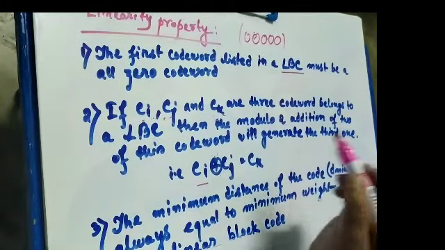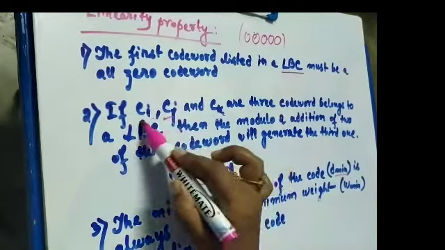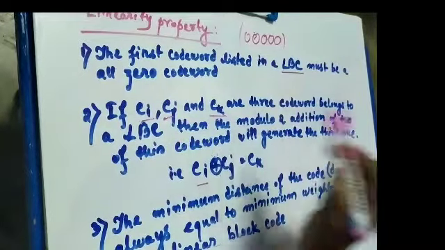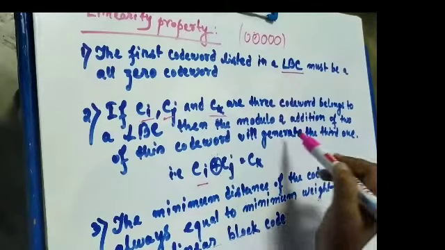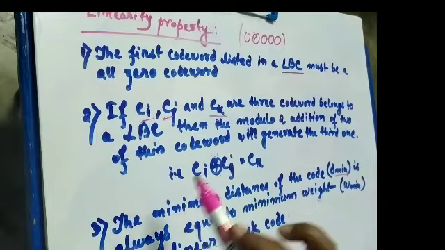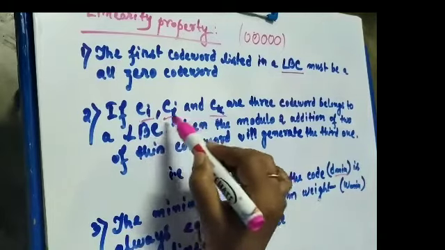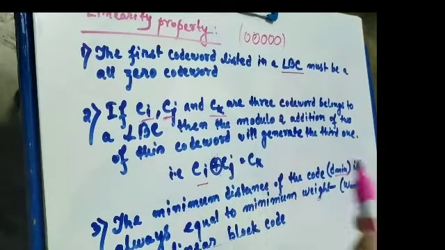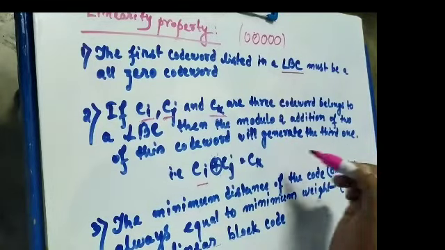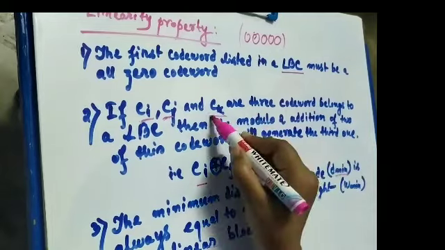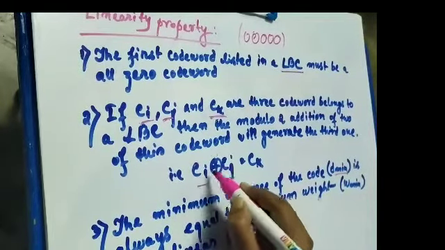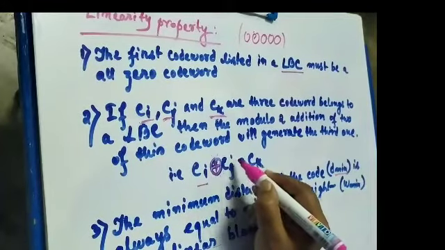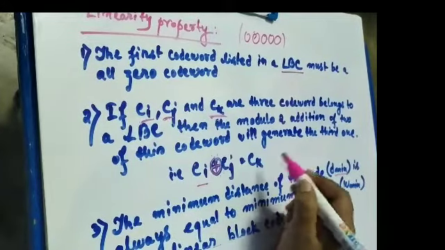The second condition: if Ci, Cj and Ck, these three code words, belong to a linear block code, then the modulo 2 addition of two of these code words, that means Ci and Cj, gives the new generated code word Ck. So here I will show you Ci with modulo 2 addition Cj is equal to Ck.